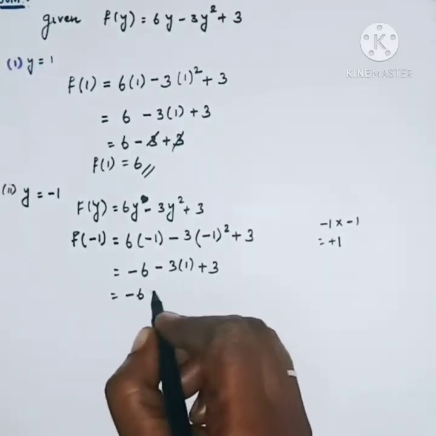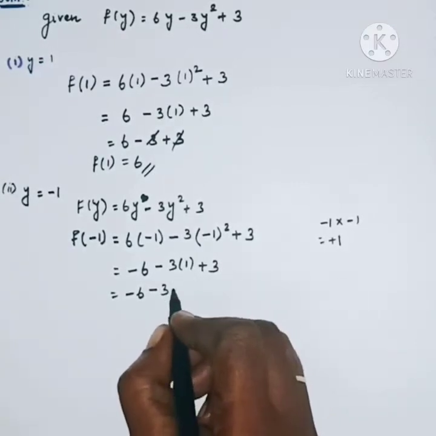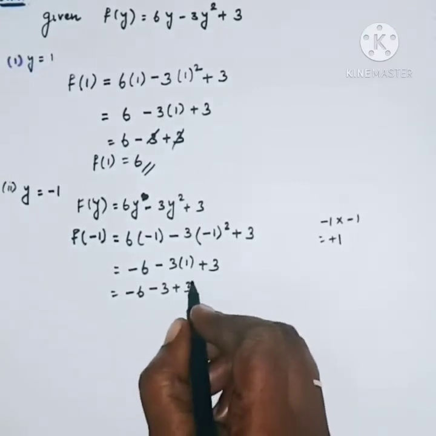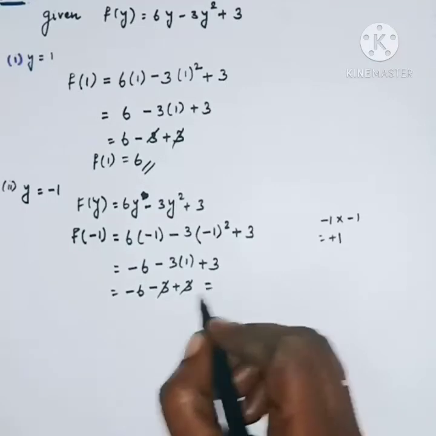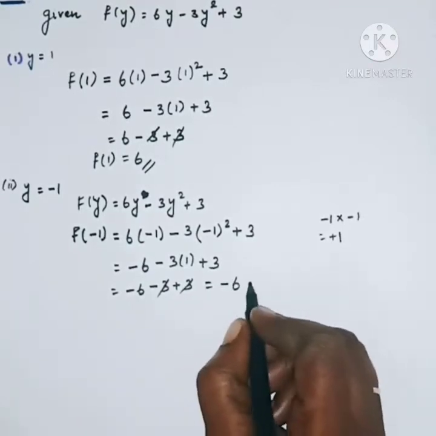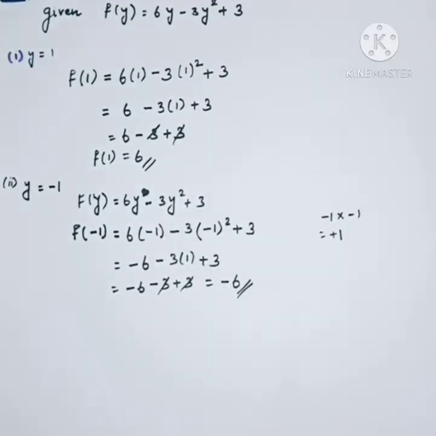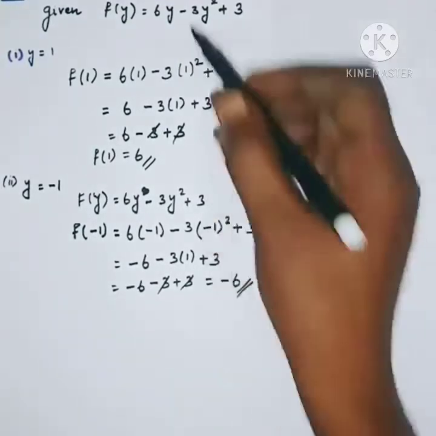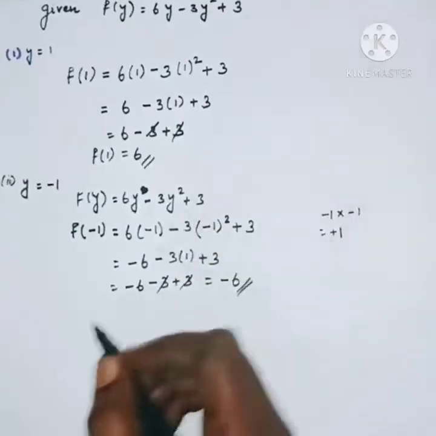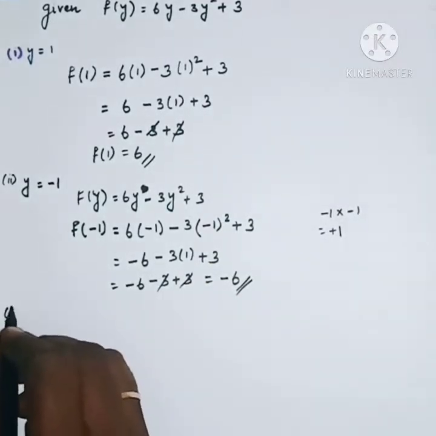So minus 6 minus 3, 3 ones are 3, plus 3. Minus 3 plus 3 gets cancelled. So the answer is minus 6. So f of minus 1 is equal to minus 6. This is the answer for the second subdivision. And the last subdivision they have given is the third subdivision.